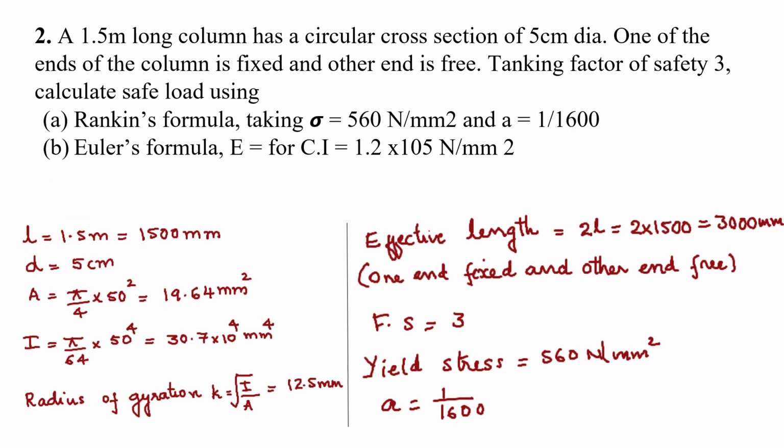Moving on to next question. A 1.5 meter long column has a circular cross section of 5 cm diameter. One of the ends of the column is fixed and other end is free. Taking factor of safety 3, calculate safe load using Rankine's formula, taking sigma as 560 Newton per mm square and Rankine constant A as 1 by 1600. And next one is calculation of safe load using Euler's formula, and E for cast iron is given as 1.2 into 10 raised to 5 Newton per mm square.